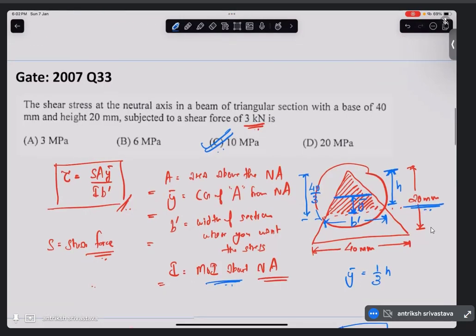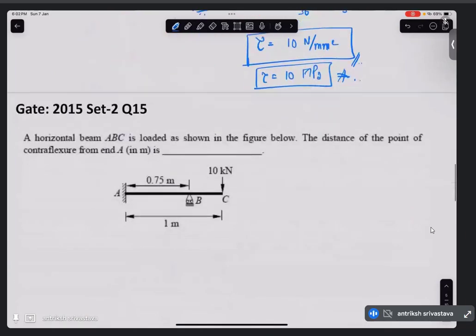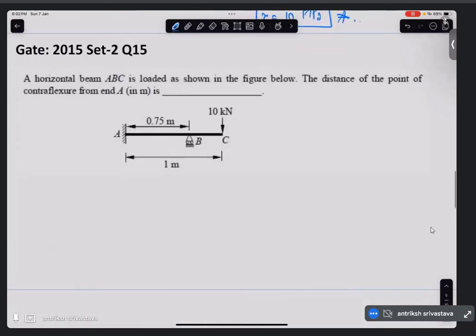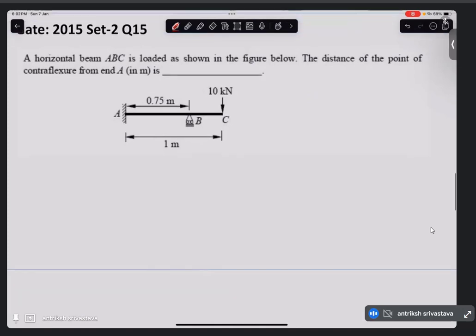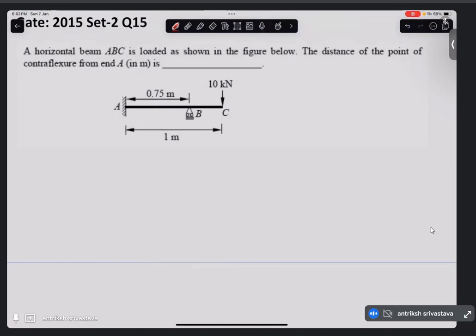All right. So this was just a formula based question, just to jog you up and make you aware that these formulas are important. Now this next question is a little bit conceptual, and we'll see how to solve this.